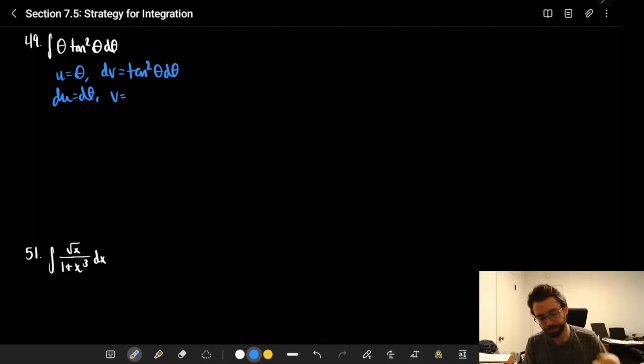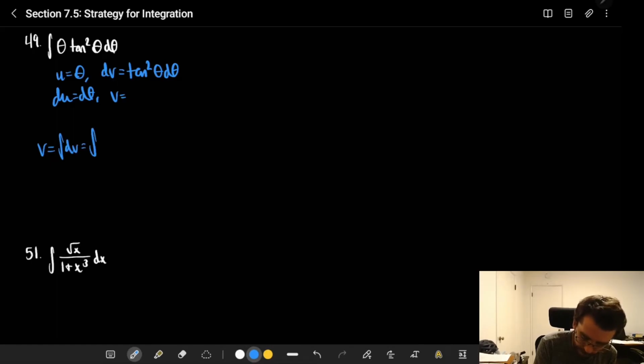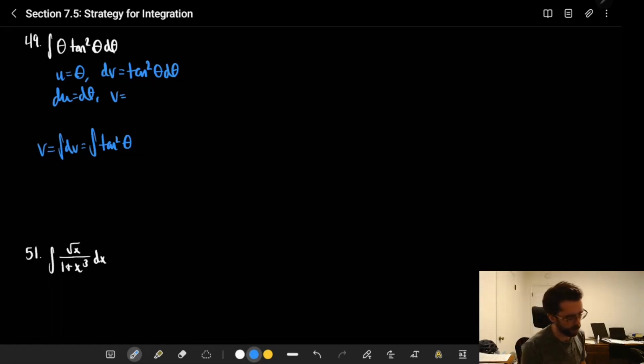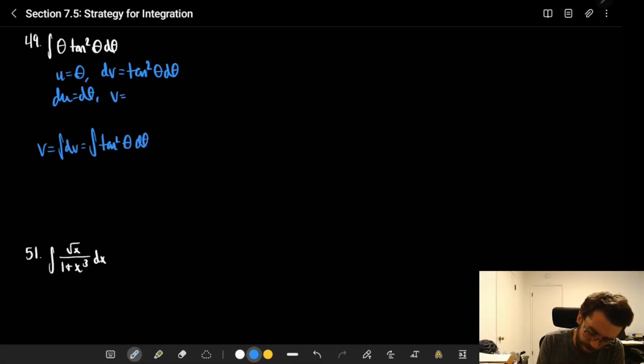V, it's a little annoying. V should be the integral of dv. So that's the integral of tan squared. I don't want to write that as sine squared over cosine squared necessarily. That doesn't really help. Maybe I do, yeah, this should work. Tangent squared is secant squared minus 1.